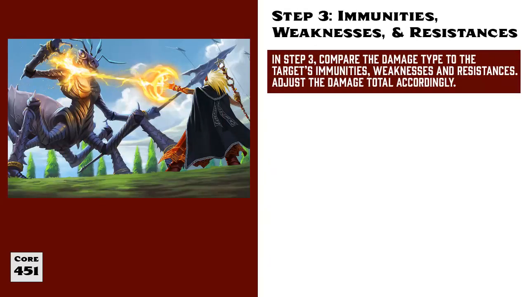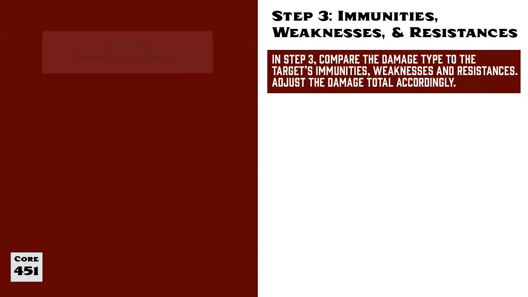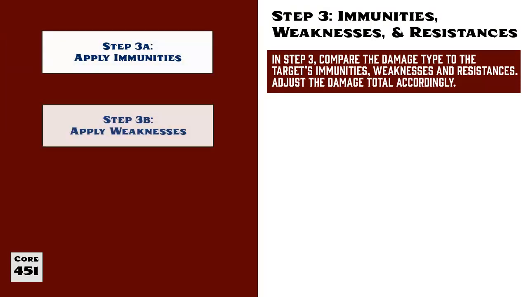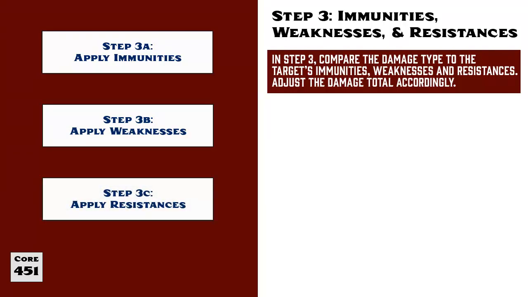Once you determine the type of damage being inflicted, you can then check for any special resistances or weaknesses the target might have. And it's important to note that these conditions are applied in a very specific order. First, you apply any immunities, then you apply any weaknesses, and last, you apply resistances.